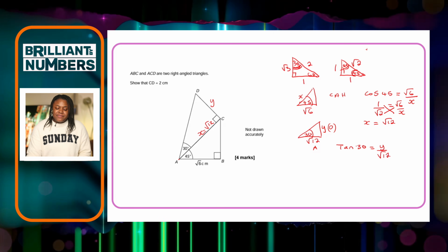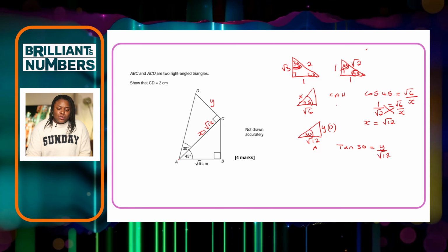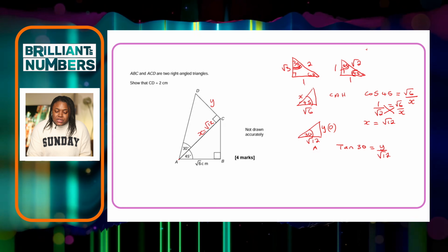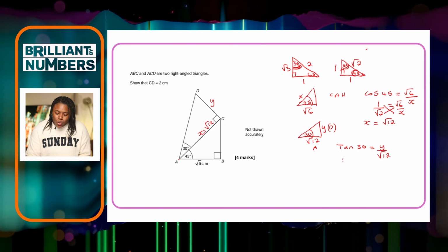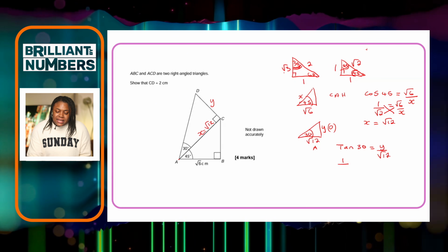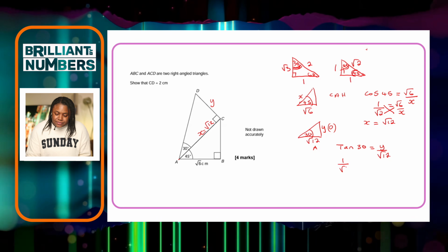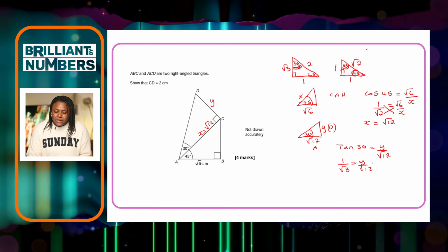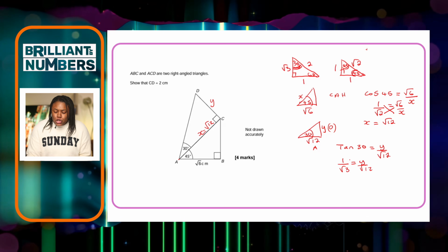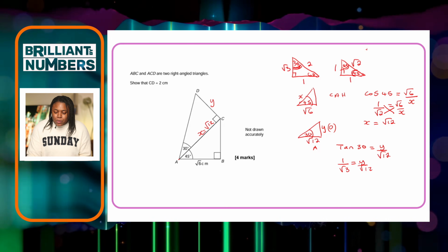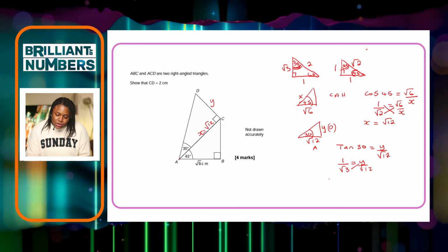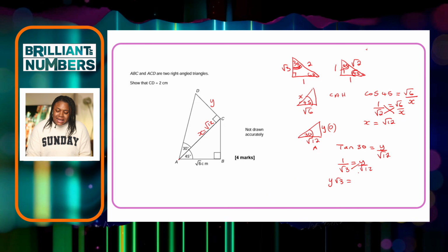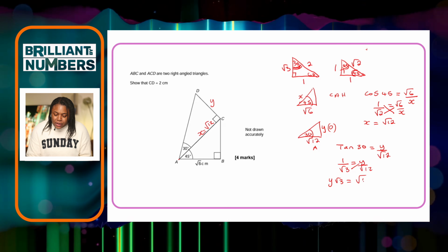So now I need to find out what is tan 30. So I go to my 30 degrees. I know that tan is the opposite, which is 1, over the adjacent, which is root 3. And that's equal to Y over root 12. So now we're going to cross multiply. So cross multiplying, I get Y times root 3 is Y root 3, and that's equal to 1 times root 12, which is root 12.